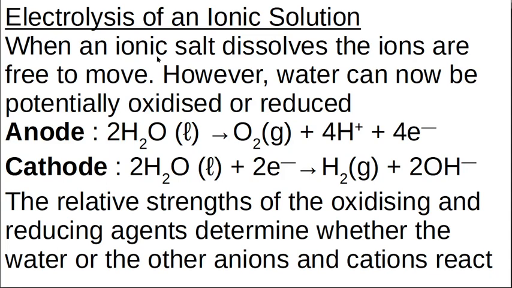The polar water ion separates the ions out of the crystal lattice. But once you've dissolved something in water, you have to realize that the water can potentially be oxidized or reduced. If you look in the table of standard electrode potentials, you can see there are two reactions. If water is at the anode, it can go to oxygen and some protons. But if it goes to the cathode, it can go to hydrogen and hydroxide ions.